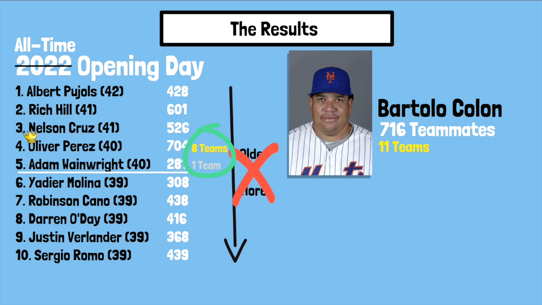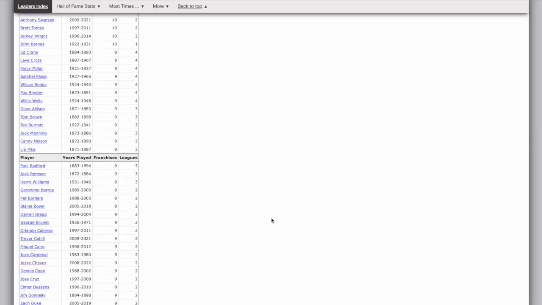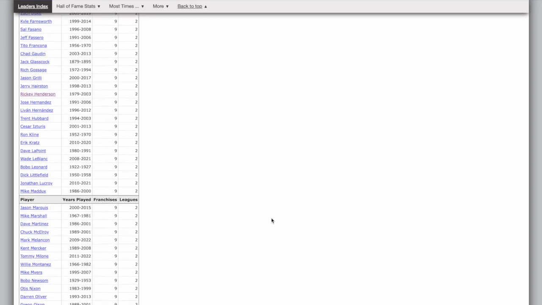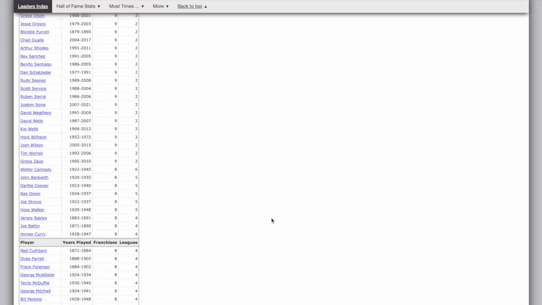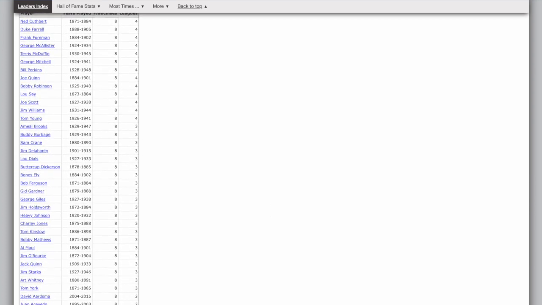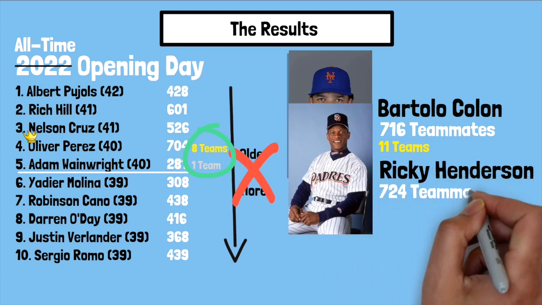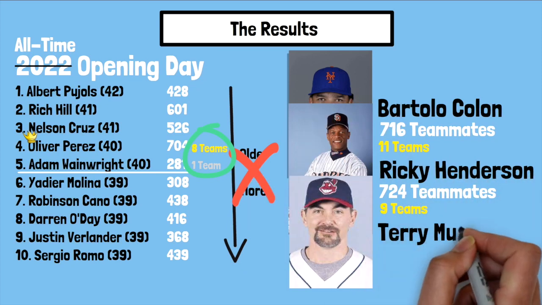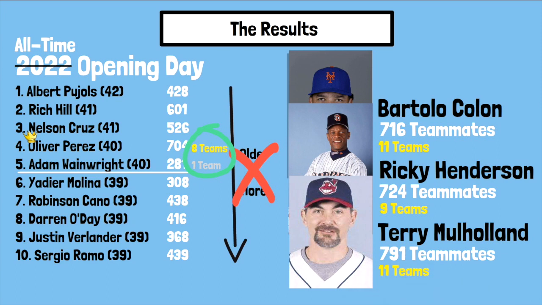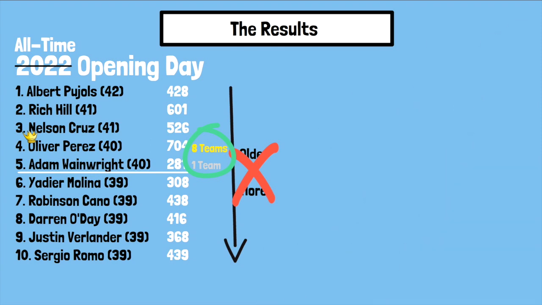And after searching Bartolo, I found a convenient tab on Baseball Reference that listed out players alongside the number of franchises they've been a part of. Nearly 60 plus athletes deep. I found Ricky Henderson with 724 teammates. I found Terry Mulholland with nearly 800 teammates. And that was it. I spent the rest of the afternoon searching, and I couldn't find anyone with any more teammates, until I stumbled upon one player.